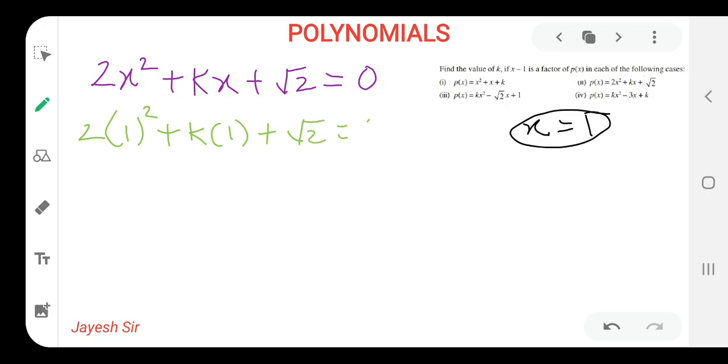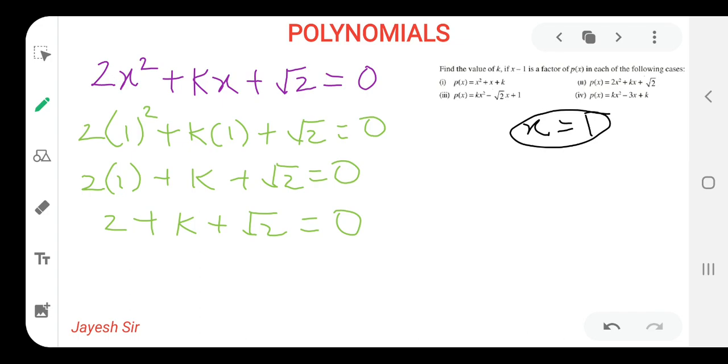Now 1 square is 1 only, so no need to think of k into 1. Anything multiplied by 1 will be the same number, and k plus root 2 as it is. Now 2 ones are 2 plus k plus root 2. This is our equation. Now we need to find the value of k, as our k has a positive sign before it, so we need to take the remaining to that side.